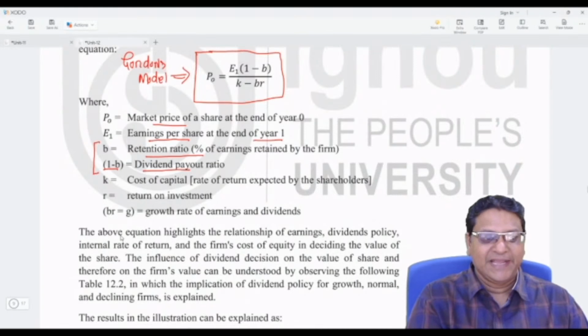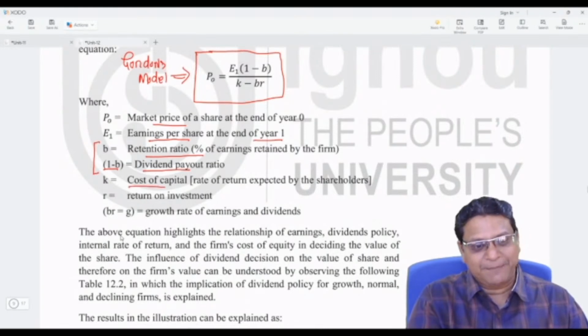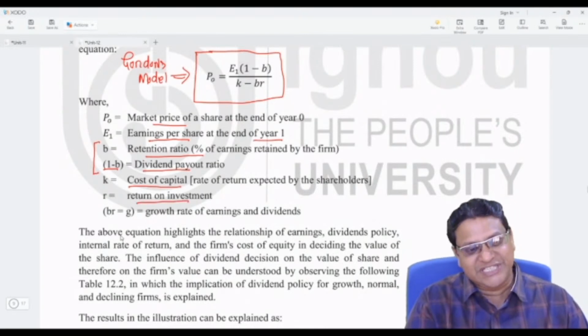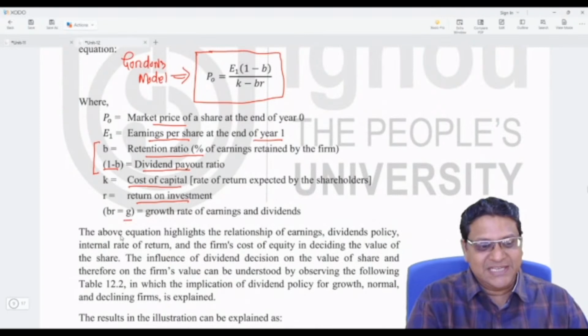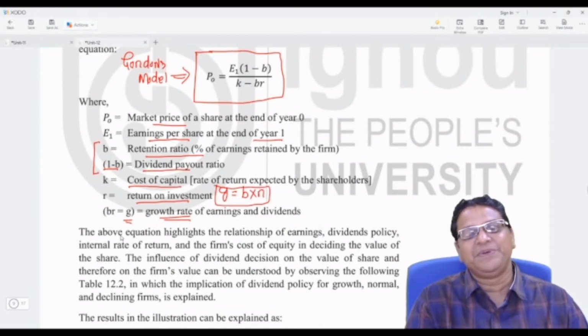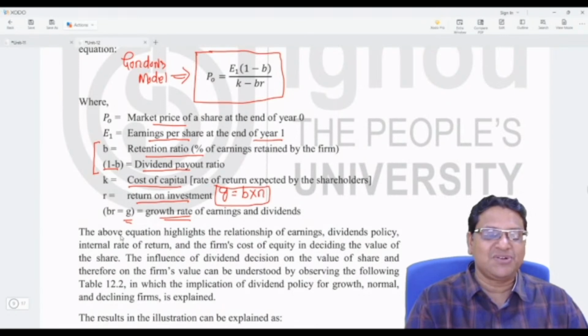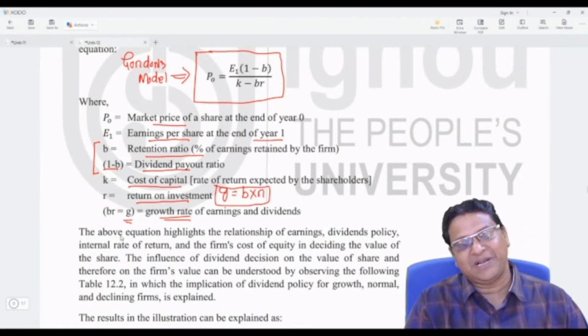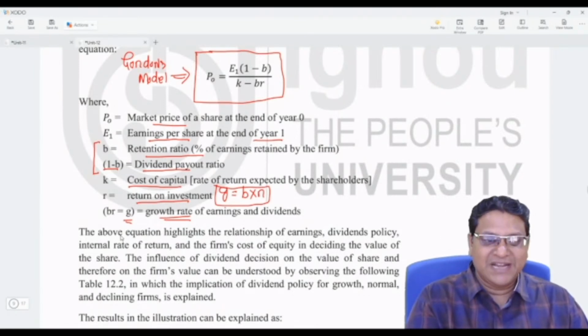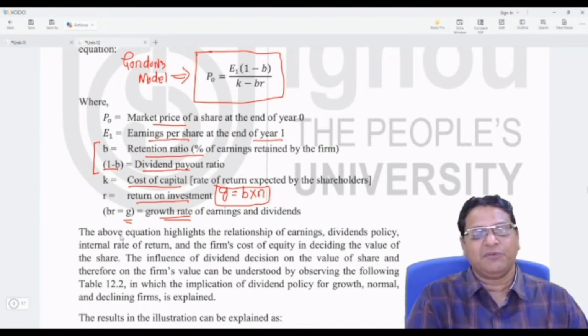And what is K? K is equal to cost of capital of the business. And what is R? R is equal to return on investment. And G is the growth rate. How is G calculated? G is equal to B into R. We have already discussed. B means retention ratio, R is return on investment. These are the ingredients or inputs of this model.